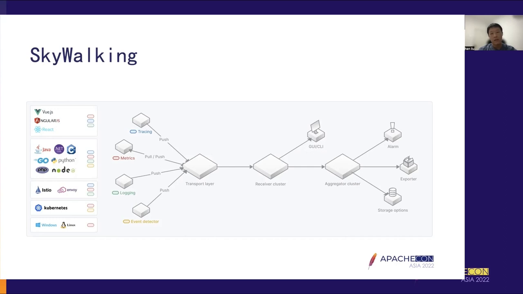This data can come from the browser agent, Istio mesh, and Kubernetes. When the SkyWalking backend receives this data, it will be aggregated and stored. At the same time, SkyWalking also provides a UI and CLI to query the aggregated data. Also, SkyWalking can customize alarm rules to send alerts when the alarm rules are met.